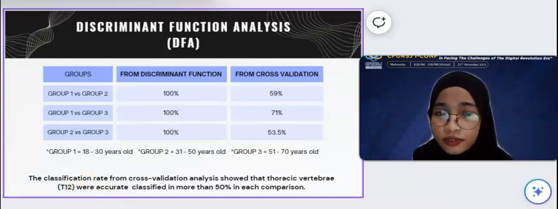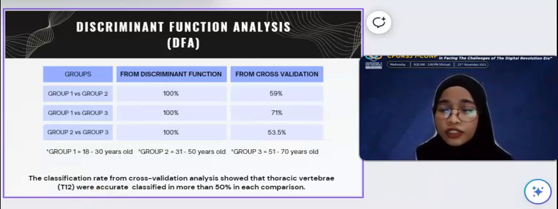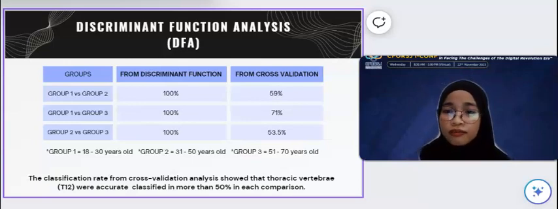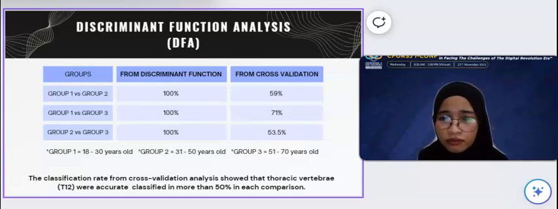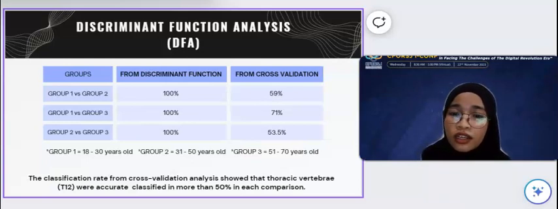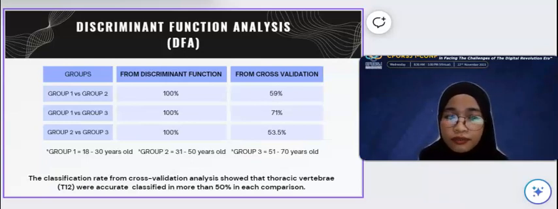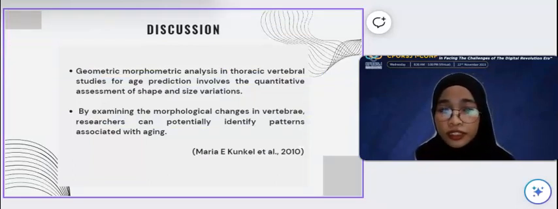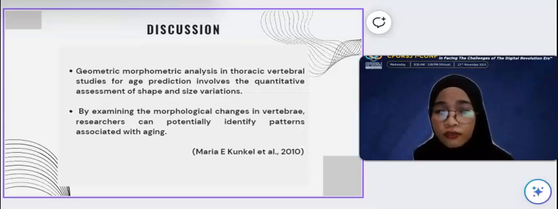And as we can see here, for group 1 versus group 2, after cross-validation, we get 59%. As for group 1 versus group 3, we get 71%. And for group 2 versus group 3, we got 53.5%. So from the study, we know that geometric morphometric analysis in thoracic vertebral studies for age prediction involves the quantitative assessment of shape and size variations.